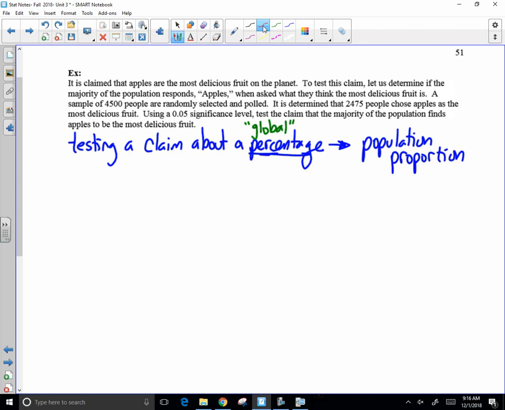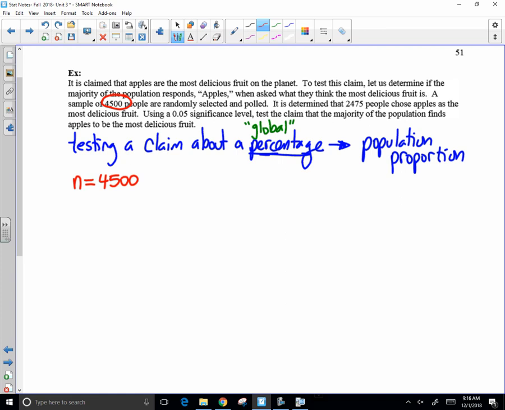All right. So we have 4,500 people. That's an N value. Number of people in a population, sample, whatever, some variation of the letter N. If it's the number of people in a population, we go with a capital N. But we don't know the number of people in a population. That's why we're looking at a sample.